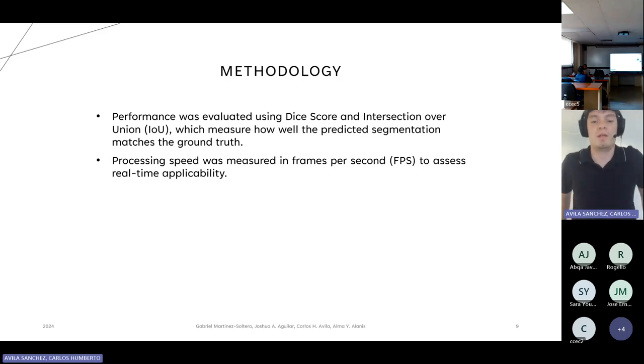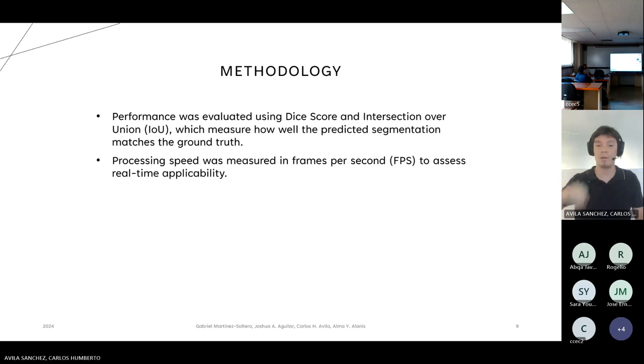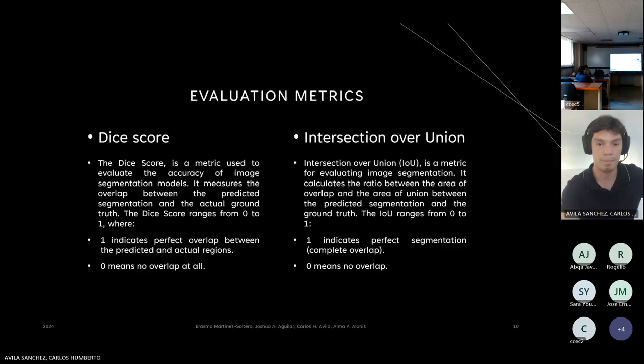Then to evaluate the performance of each model, we use Dice score and intersection over union, which measure how well the predicted segmentation matches the ground truth. Processing speed was measured in frames per second. This is a really common way to evaluate performance in games and to assess real-time applicability. So let's explain the evaluation metrics that we used.